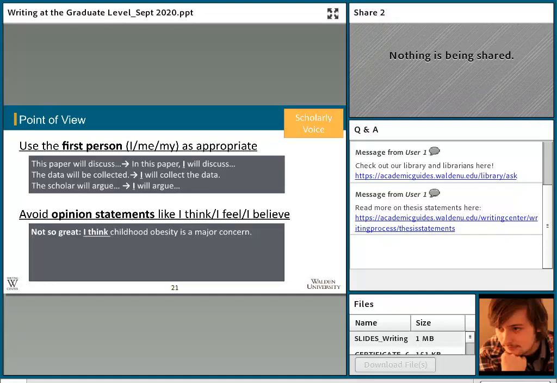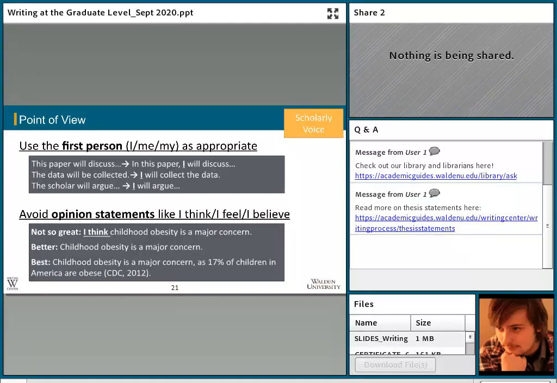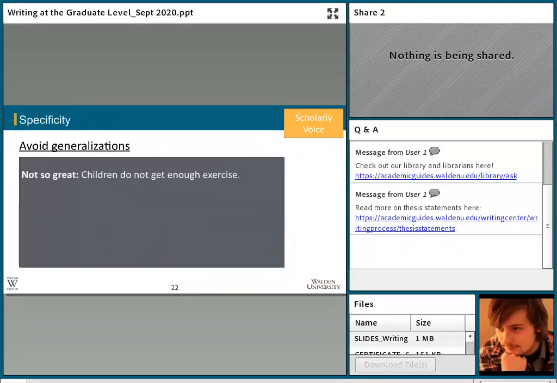Instead, you should just be direct. And here's an example of what I mean by that. Instead of saying, "I think childhood obesity is a major concern," just be direct with it. "Childhood obesity is a major concern." Yeah, it's implied that you think that. Put even better, you could add some evidence to that. "Childhood obesity is a major concern as 17% of children in America are obese." You're, in that case, supporting your point as well as directly stating it, without the intrusion of the author in there.